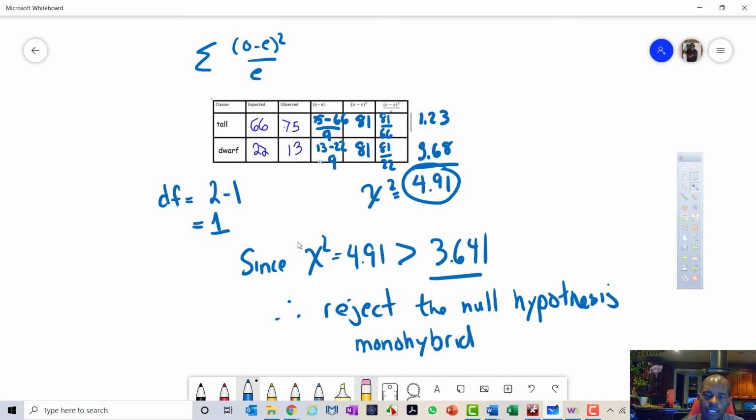So that's rejected now. So the parents are not, they're not this. That's wrong. We've determined, based on the chi-square value, that this is wrong. It's not a monohybrid cross.